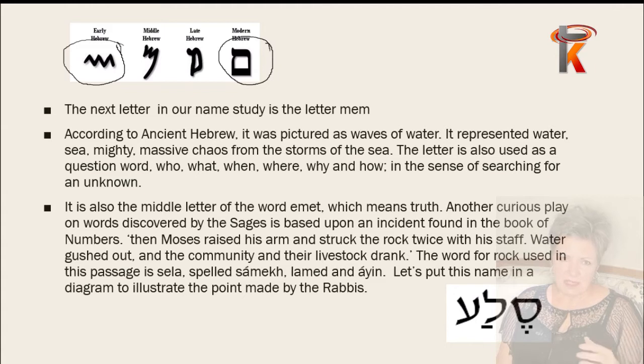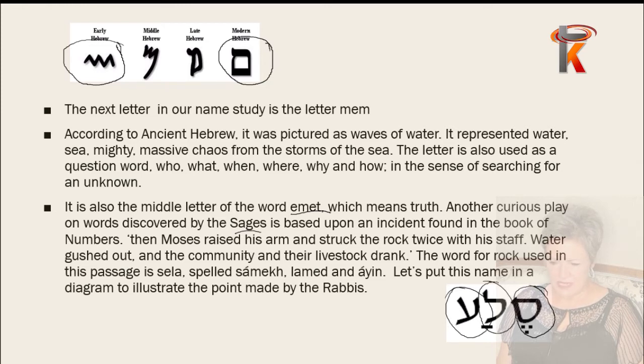Nothing in the Bible is just written there. It's not a storybook. Every letter in the Bible means something if you go back to the original language. It is also the middle letter of the word emet, which means truth. Another curious play on words discovered by the sages is based upon an incident found in the book of Numbers. Then Moses raised his arms and struck the rock twice with his staff. Water gushed out in the community and their livestock drank. The word for rock used in this passage is Sela, spelled Samech, Lamed, Ayin.